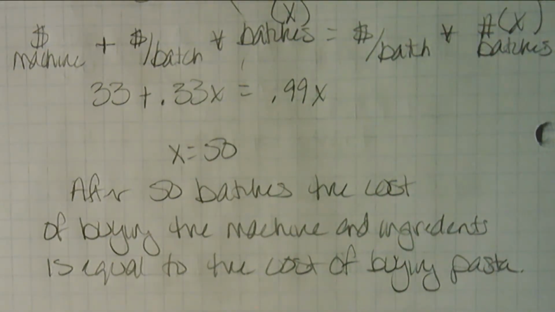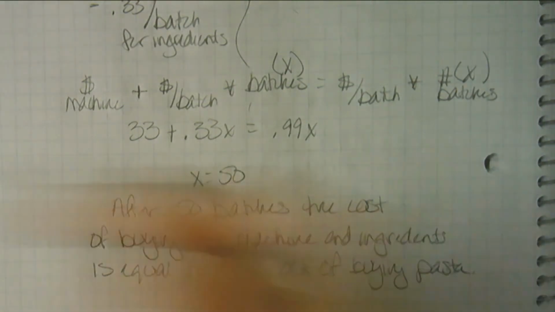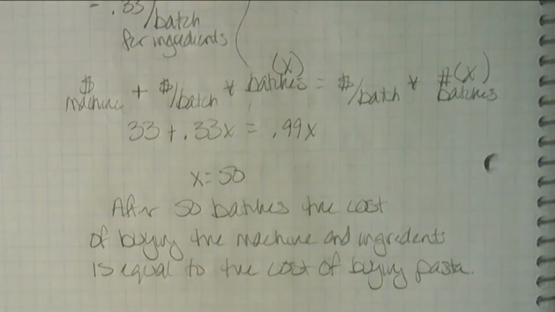AJ? Yep. Yes. So I ended up with 33 equals 0.66x. Okay, so let's take a look. All right, well, let's take a look. I'm assuming that's what it says. They said 50 batches, so let's take a look.